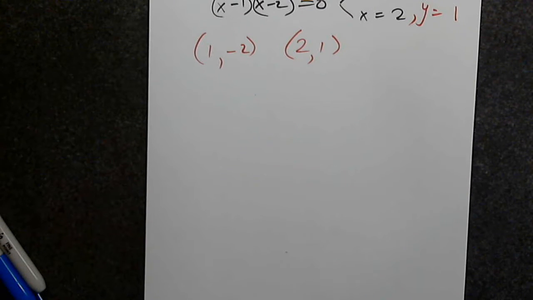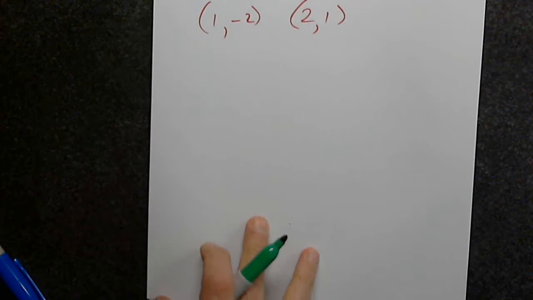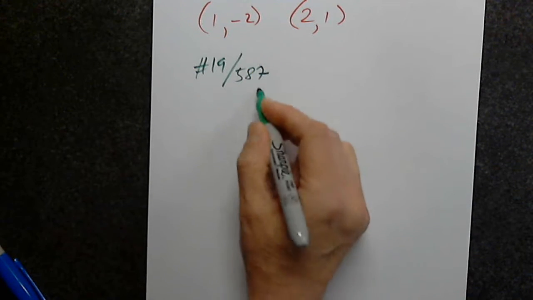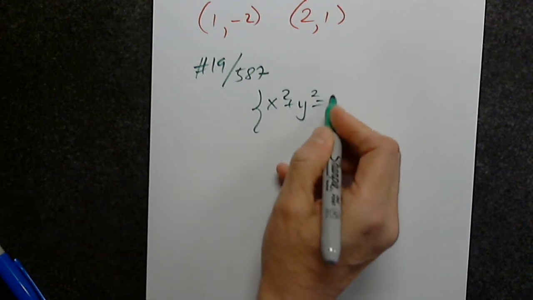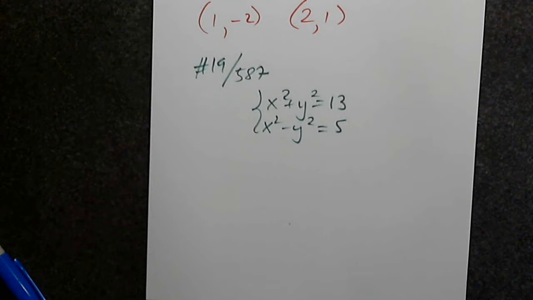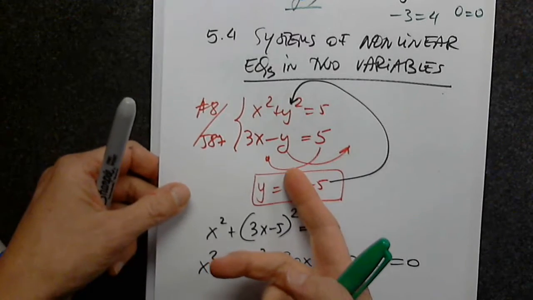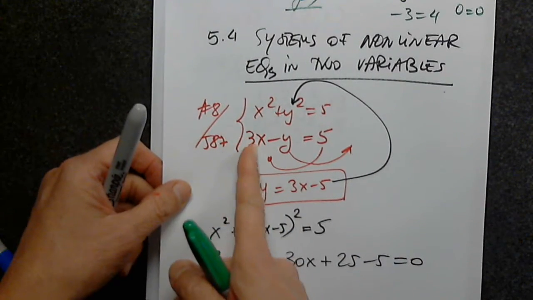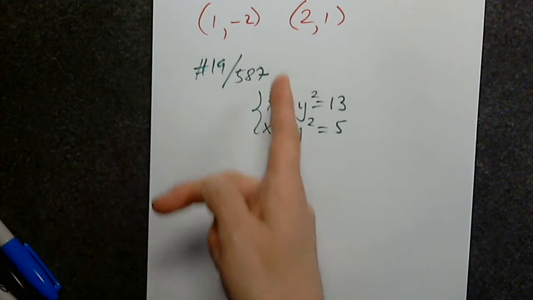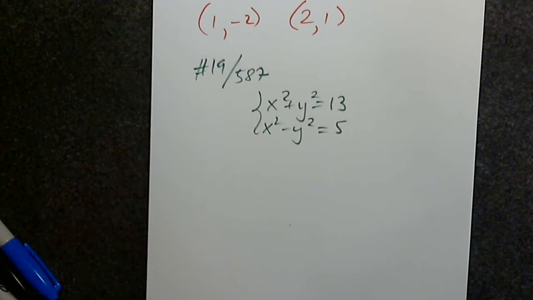Same type of problem, but this time with elimination. Let's try. Let's say 2019. Same page, 587. x squared plus y squared equals 13, and x squared minus y squared equals 5. Question, could I have applied elimination here? The answer is no, because the variables are not the same. This one has x squared and this one has x. I cannot cancel them, right, or eliminate. But here I can, because both have the same variables, x squared, y squared.